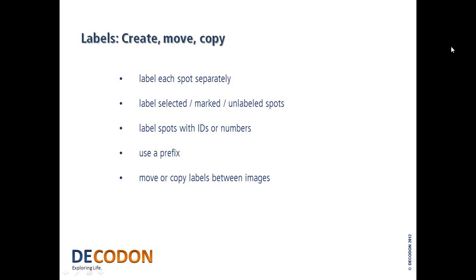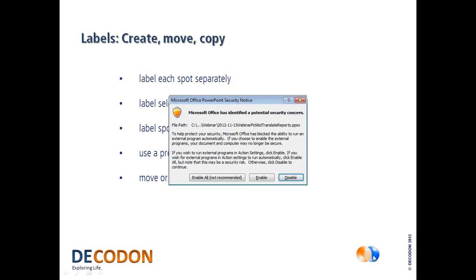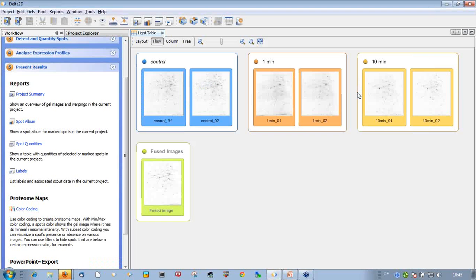You can also move or copy labels between images. That means you can just take a label, and if you want to pick this spot from another gel, just move this label to the other image, and then you have this available there, of course, with respect to the image warping, so that it's really at the proper position. Let me show this in Delta 2D.